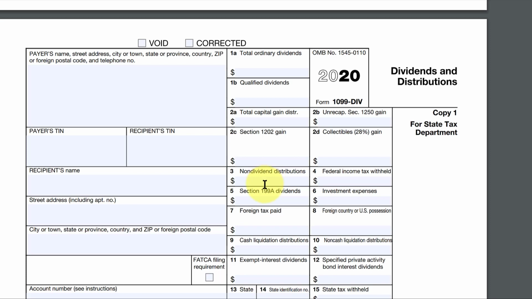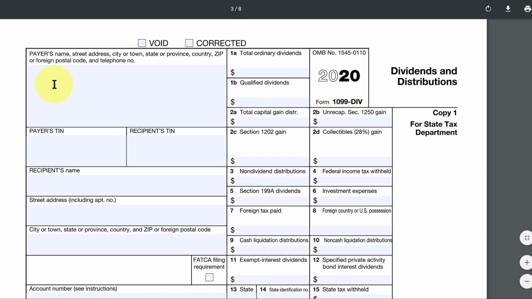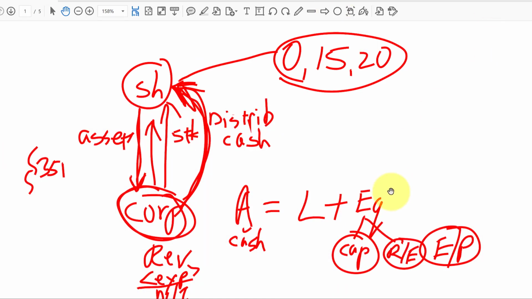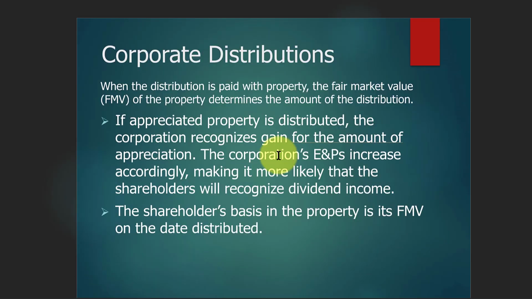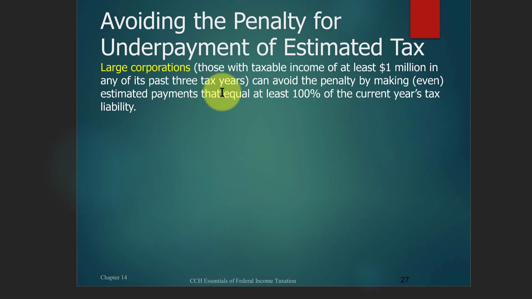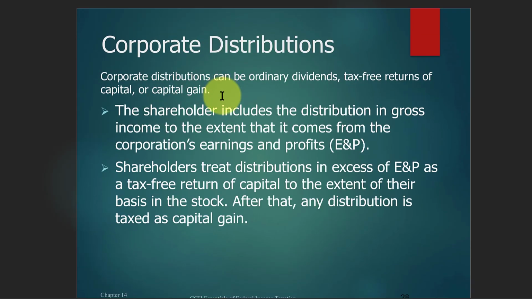Okay, all of this is again reported on this Form 1099-DIV that is issued by the corporation, this payer over here, to the shareholder, the recipient over here. Let's take a look at an example of paying out a dividend that's in excess of this. This previous one here is for cash dividends.